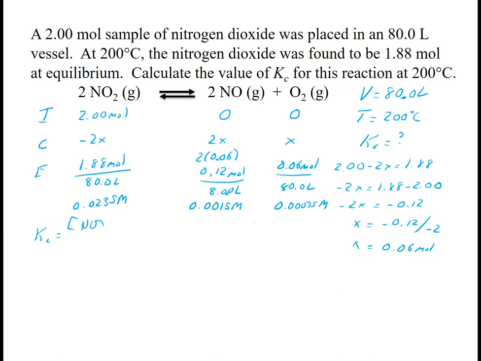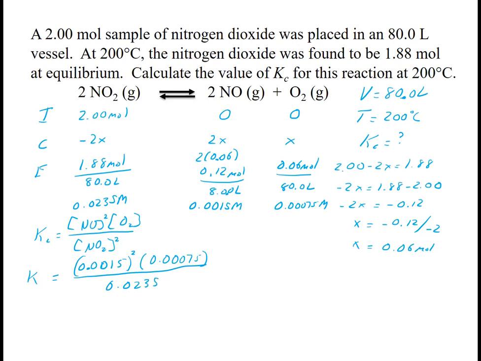My equilibrium constant expression, Kc, is going to be the concentration of NO squared times the concentration of O2 divided by the concentration of NO2 squared. So I plug in my values. So I have 0.0015 squared times 0.00075 divided by 0.0235, again that one's squared, and I get a value of 3.06 times 10 to the minus 6.